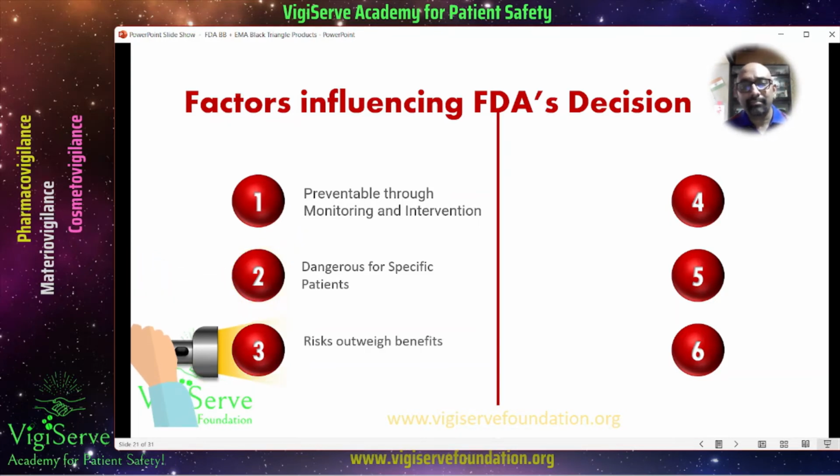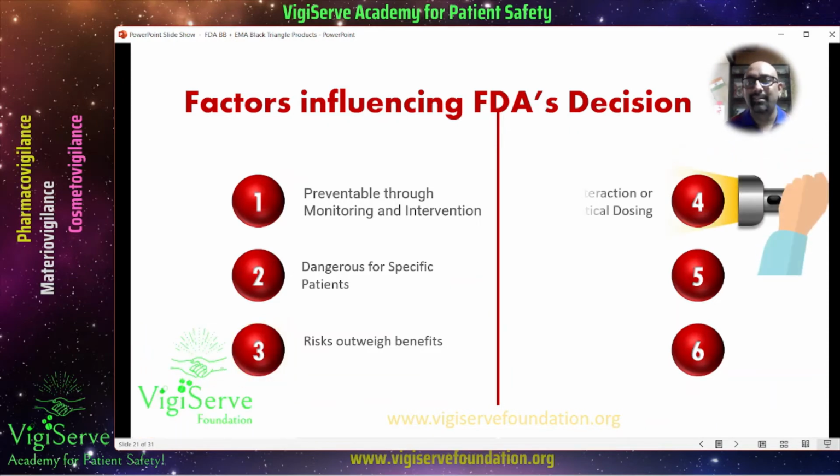Or whether the benefits are less than the risk, right? If the risks are more than the benefit, then in that case, the FDA would consider a black box warning. And if they are still not convinced, they may even consider withdrawing the license. Then also, if there is any harmful interaction or critical dosing, that if a particular dose is exceeded, then there is trouble, or else if this medicine is given with some other medicine, there can be a problem. So even that can be a factor.